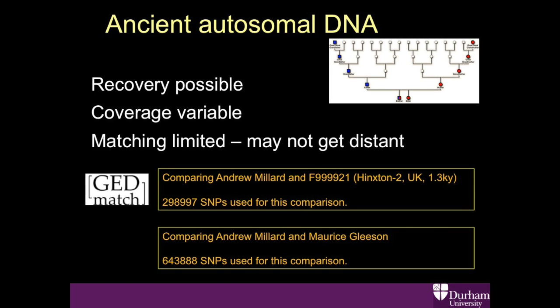Whereas if I compare to some random person who's on GEDmatch, who's standing back there, comparing Ancestry to Family Tree DNA, I get 600,000 SNPs, so I've got more than twice as many to compare as I had with the ancient sample. This is not a match. I don't match Morris at any sensible distance. I don't really match the Hinxton one very well either. But then, that is 1,300 years ago. The degree of genetic relatedness ought to be enormous. There should be 40 generations in the past if I was a direct descendant.